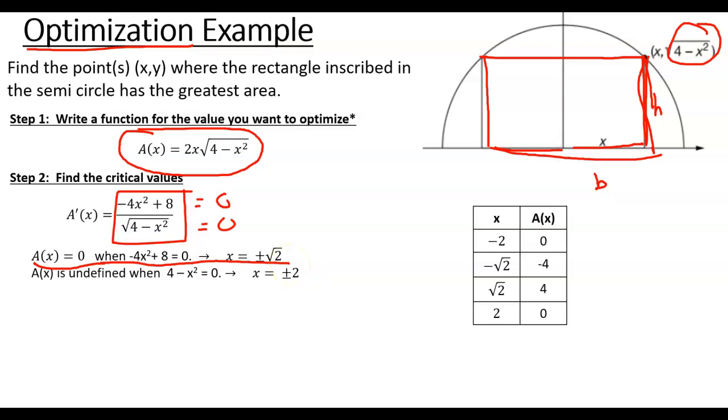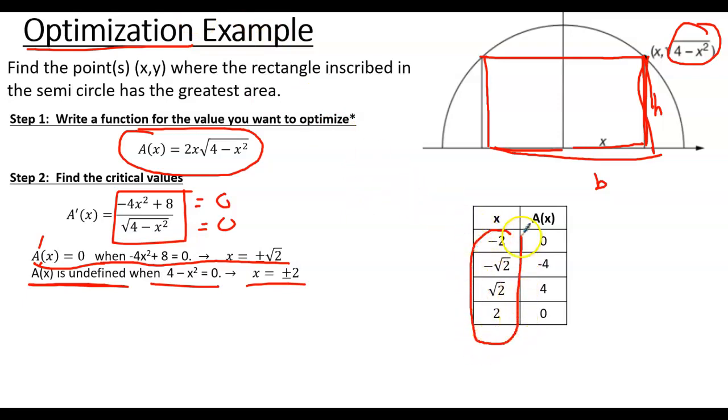If you want to find where the function's undefined, this is supposed to say a prime, by the way, not a. But if you want to find where a prime is undefined, then you set the bottom equal to 0, and for that I get plus and minus 2. Okay, so I have 4 critical values, and I'm going to put them in my table.